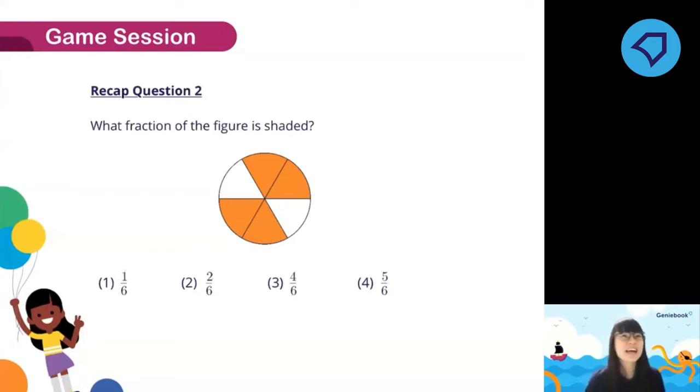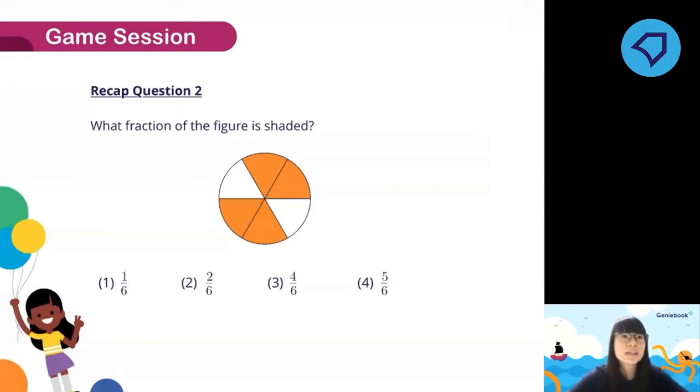15 more seconds, guys. Come on. All of you should be getting this question correct as well. It looks like 3 bubbles. Easy question, yes. Okay, and 5 more seconds. And 3, 2, 1.